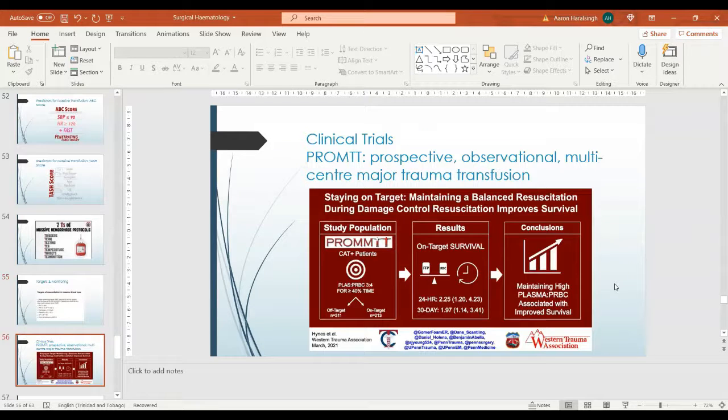There are a few clinical trials that have looked at various massive transfusion protocols. The first of these is called the PROMMTT, which stands for Prospective Observational Multicenter Major Trauma Transfusion trial, which looked at patients' survival after being given red blood cells and platelets and so forth.